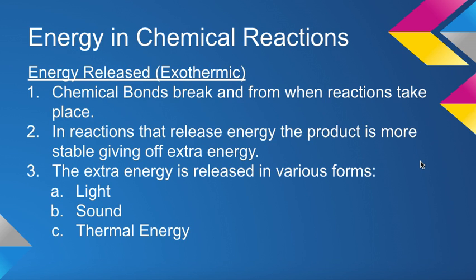Energy in chemical reactions. Often, energy is released or absorbed during a chemical reaction. The energy for the welding torch in Figure 6 is released when hydrogen and oxygen combine to form water. Energy released. Where does this energy come from? To answer this question, think about the chemical bonds that break and form when atoms gain, lose, or share electrons. When such a reaction takes place, bonds break in the reactants and new bonds form in the products. In reactions that release energy, the products are more stable and their bonds have less energy than those of the reactants. The extra energy is then released in various forms, such as light, sound, and thermal energy.